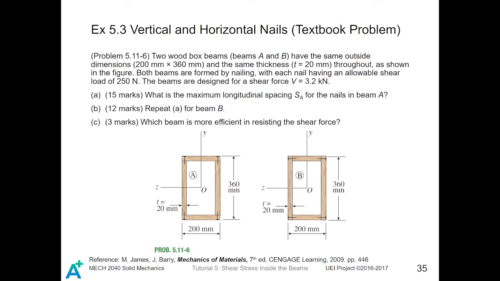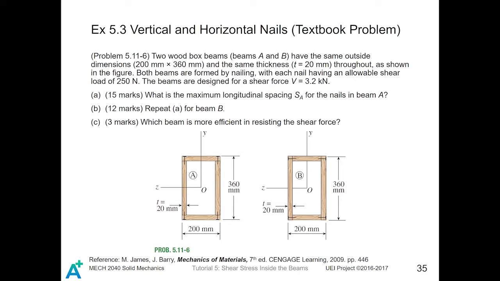Just now we dealt with the problem of vertical nails, but how about the horizontal nails? What are their differences? So in this problem we are going to explore this. Two wood box beams A and B have the same outside dimensions, which are 200 mm times 360 mm. All the members of those beams have a thickness of 20 mm.